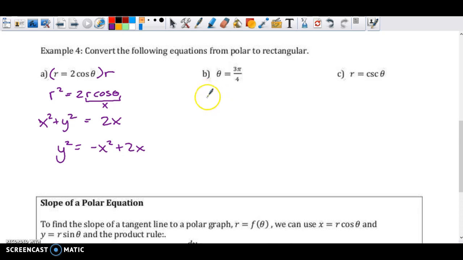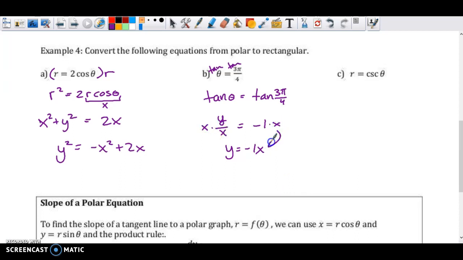All right, so this one, you've got theta, and we need to figure out what tangent of 3 pi over 4 is. If you look on the unit circle, that's one of your 45s. That's going to be the one that's negative. We know tangent is y over x, so I'm just writing the word tangent on both sides. I'm just doing algebra: whatever I do to one side, I do to the other. Tangent theta is y over x. This value is -1. And you're done, because if you multiply both sides by x, this is what you get.